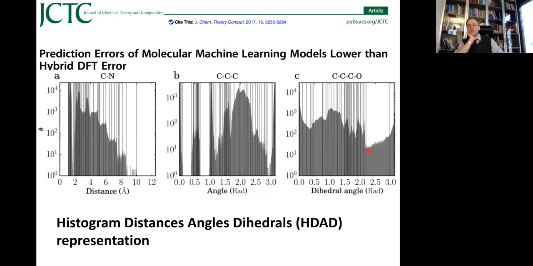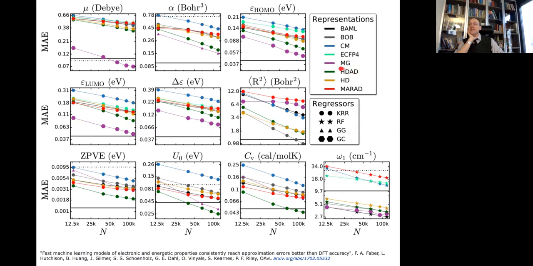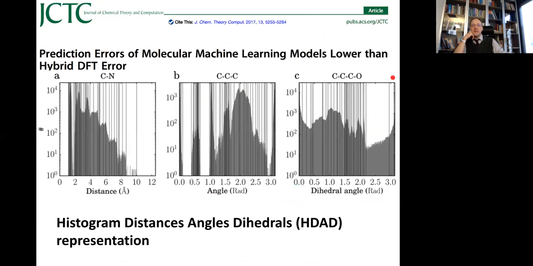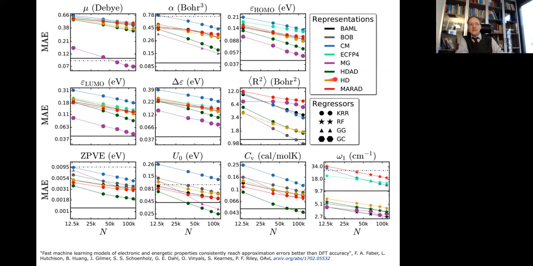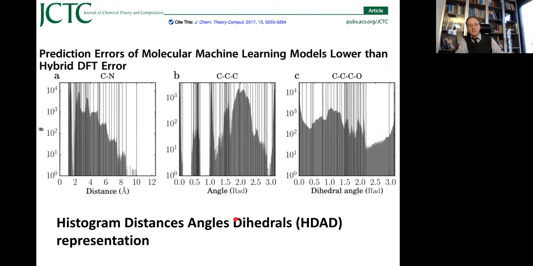In terms of kernels, we had a representation called HDAD, which sort of built on this BAML idea. And HDAD stands for histogram of distances, angles, and dihedrals. And so it's simply a histogram, right? In the BAML, we actually use the functional forms to scale the distances according to the expressions. But in this case, we simply use the histogram, and you get a quite impressive performance. So this is in green for various properties. In particular, if you look at the atomization energy, you see that the kernel-ridge regression with HDAD has the best performance among all these models. So it couldn't really get simpler than just the histogram of these structures.